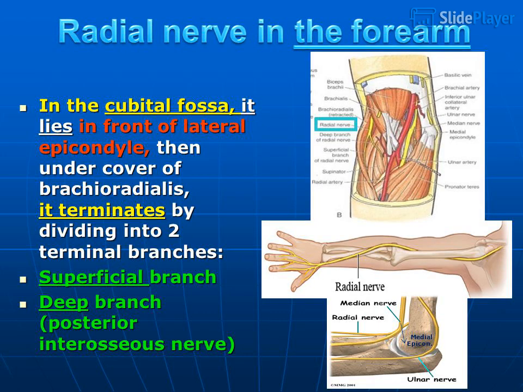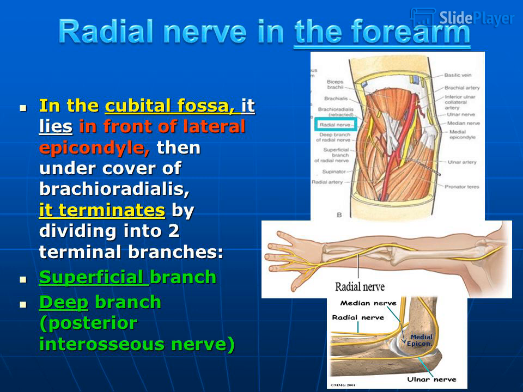Radial nerve in the forearm. In the cubital fossa, it lies in front of lateral epicondyle, then under cover of brachioradialis. It terminates by dividing into two terminal branches: superficial branch and deep branch, posterior interosseous nerve.